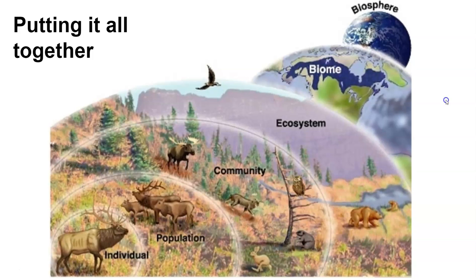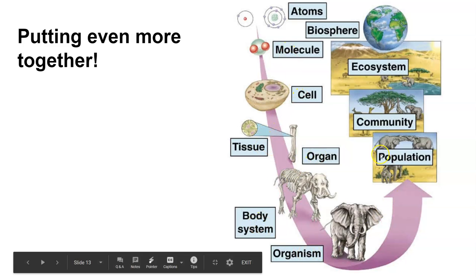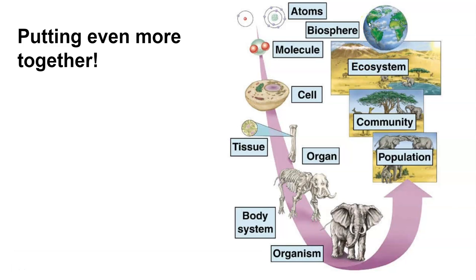We could even go further, and we could start with the atom, molecule, cell, tissue, organ, organ system, organism, population, community, ecosystem, biome, biosphere. They missed biome.